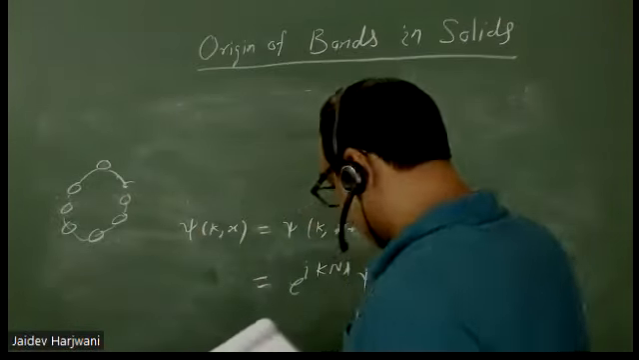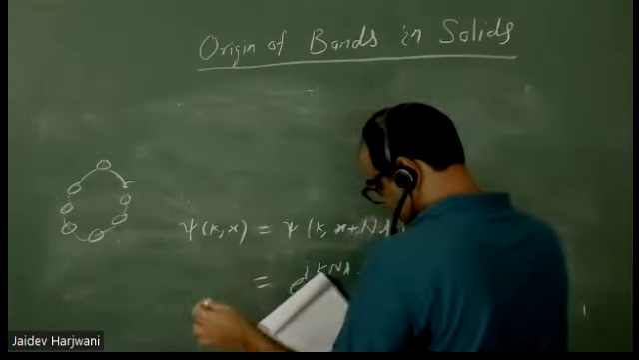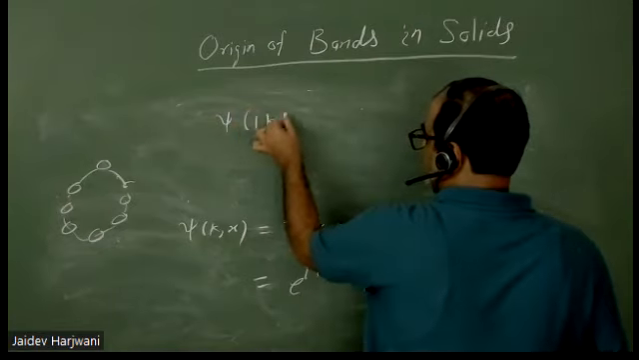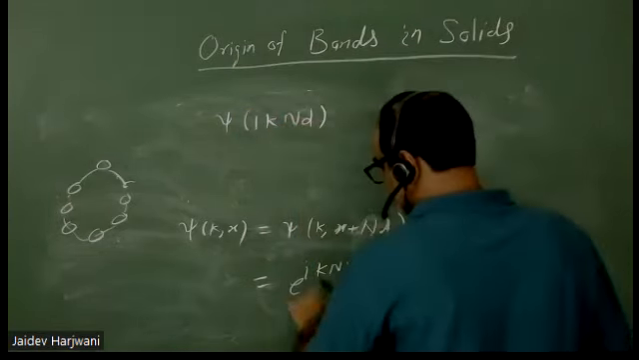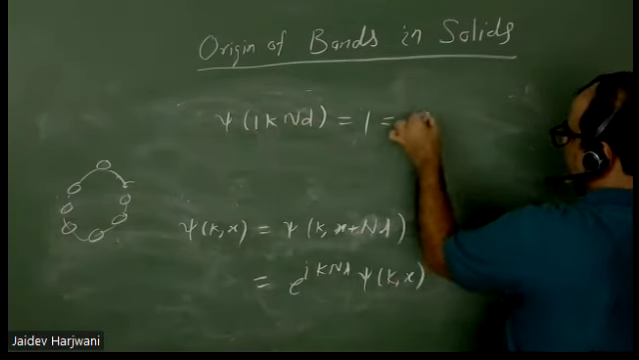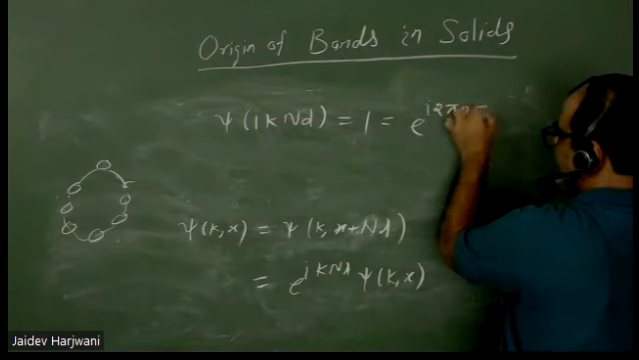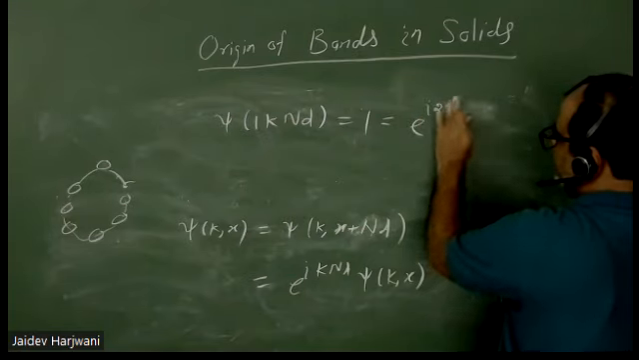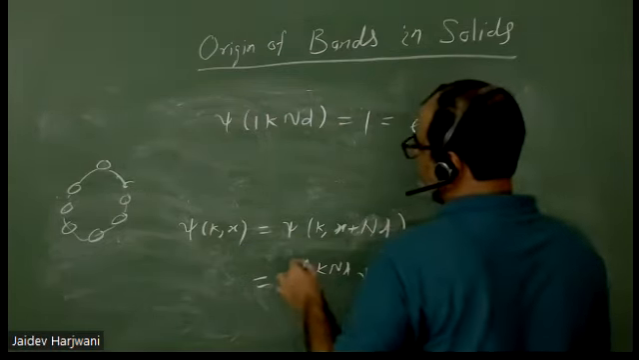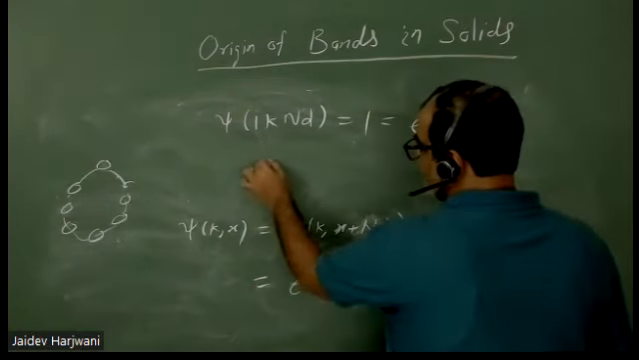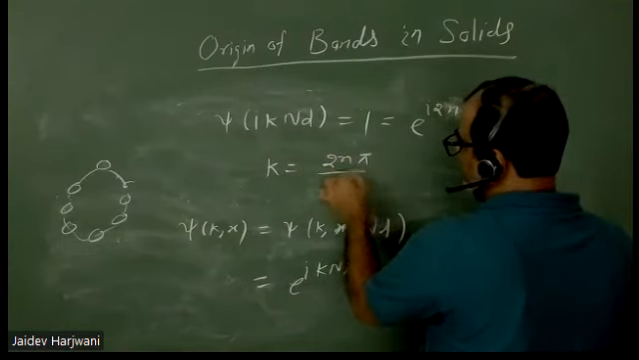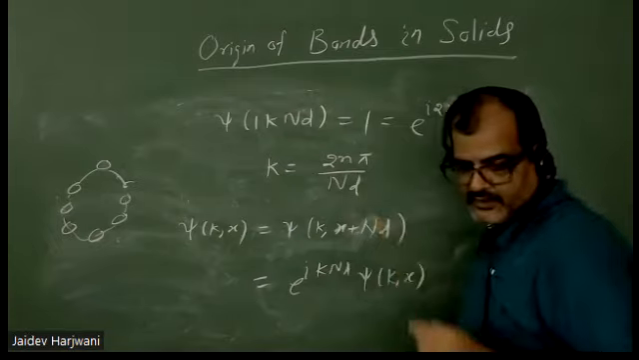So this will give me psi k of x plus nd, which is e power i k nd times psi k, so both are same. So this is equal to 1, which I can write as e power i 2n pi. If I solve this one, I will get the k values, 2 n pi upon n d. This is clear?